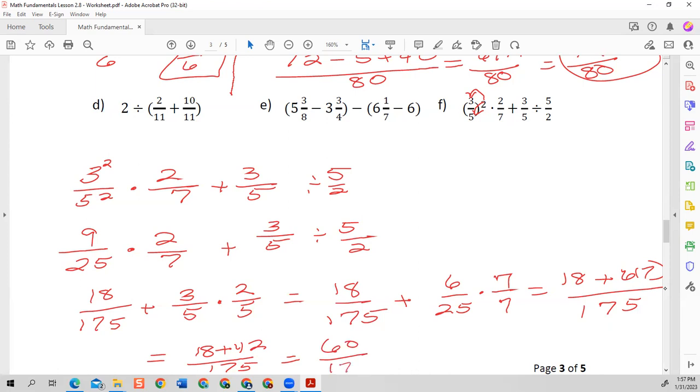And this does reduce at least by 5, right? So 5 goes into 60 12 times. 175 divided by 5 is 35. Will this reduce? Well, 35 is 7 and 5. 12 is 2 and 3. So no, this is my answer. Try the rest and let's talk about it in class.